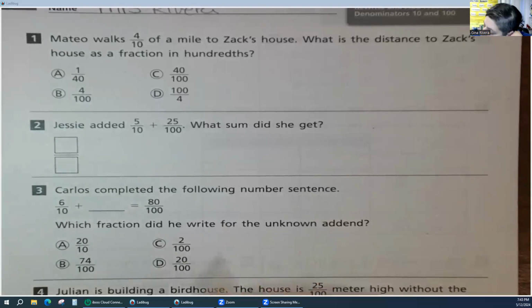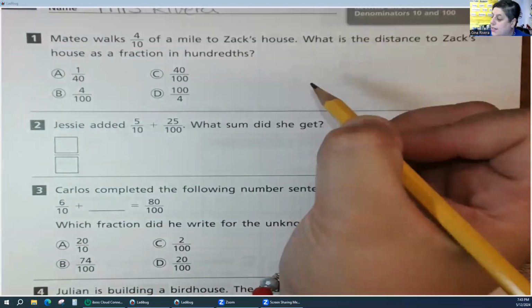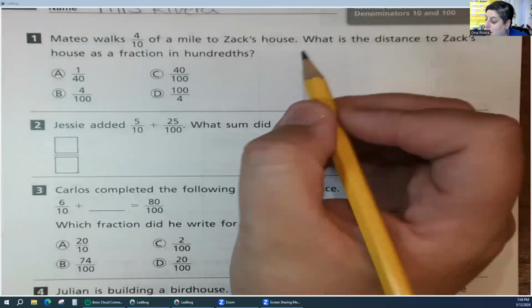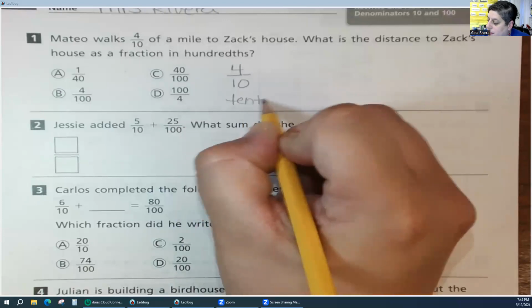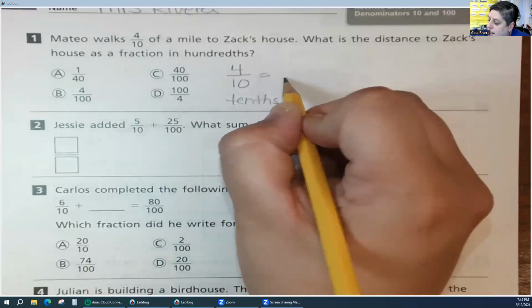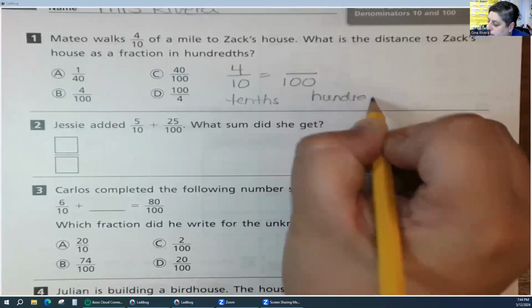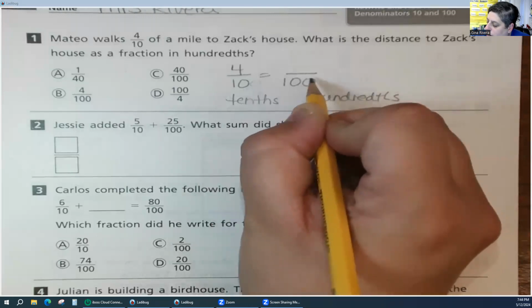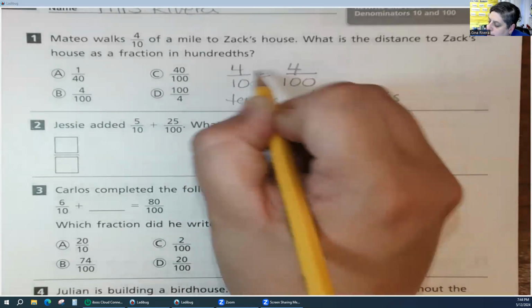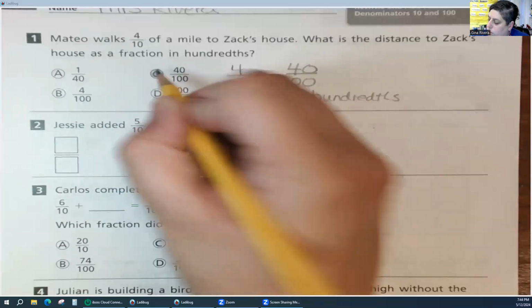Okay, here we go. Mateo walks 4/10 of a mile to Zach's house. What is the distance to Zach's house as a fraction in hundreds? If you have 4/10, this is in tenths. If you want it in hundreds, that means that the denominator has to be in hundreds. As you can see, they added a 0 right there. So all you have to do is add a 0 to the 4, and you would get 40 hundredths. So that's the answer to that one.